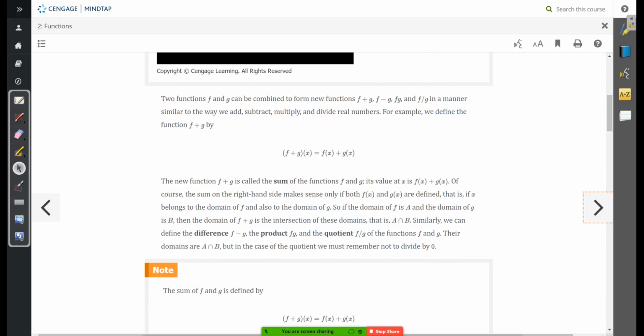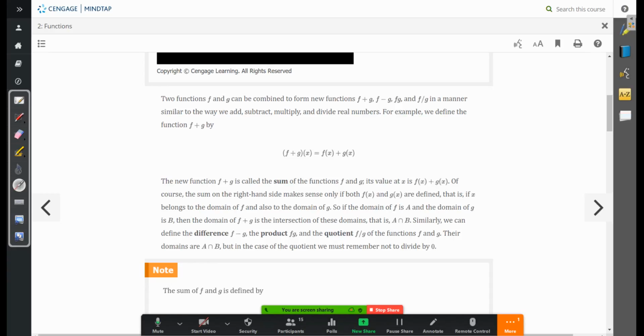Okay, so two functions f and g can be combined to form new functions: f plus g, f minus g, f times g, and f divided by g. So similar to how we can just combine numbers, right?